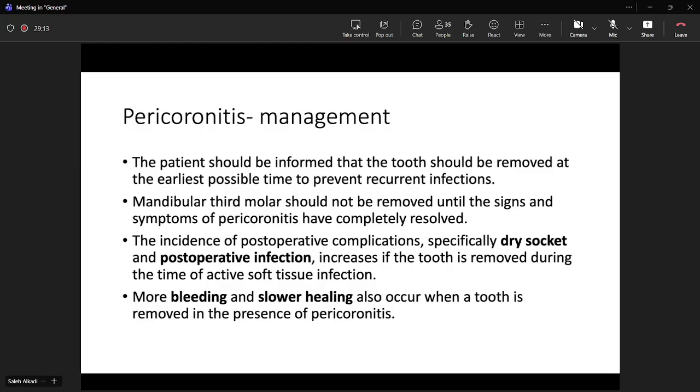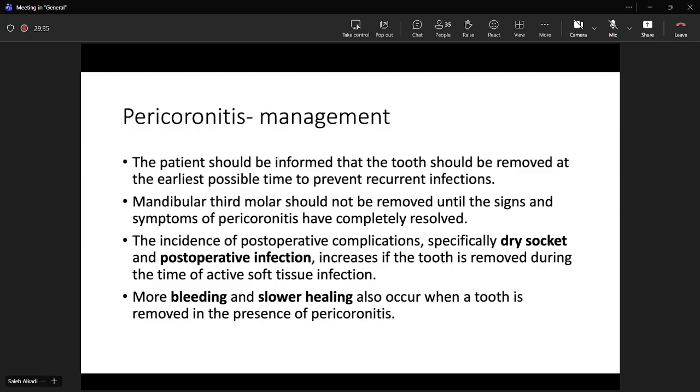Because later on, when you come to the lectures of odontogenic infection, the first line treatment is to remove the cause, which is to extract the tooth. But the story here is different. For pericoronitis, we don't advise to extract the tooth. We advise to manage the case with irrigation and medical treatment. Once symptoms and signs resolve, then you extract the tooth later on.